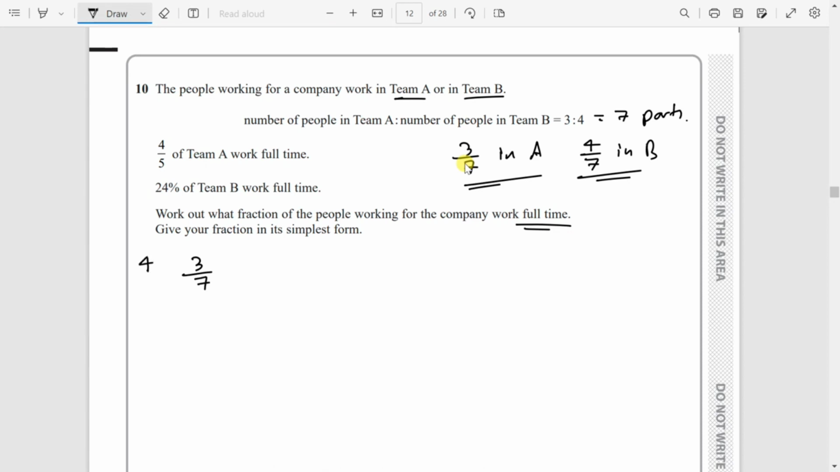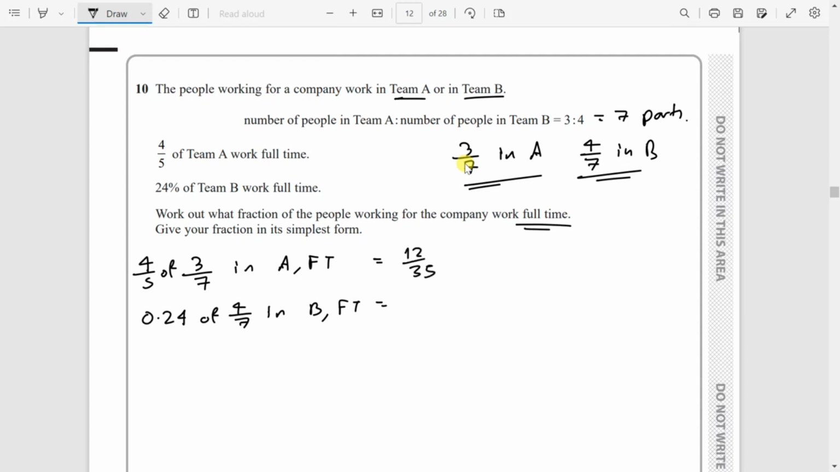I should write this in order. 4/5 of 3/7 in A are full-time. FT is full-time. And the last one, 24%, so I'll write 0.24 of 4/7 in B full-time. So we just work them both out, and then you add them up. In your calculator, you write 4/5 times, because "of" means times, 4/5 times 3/7. I got 12/35 for that one. See if you guys get the same.